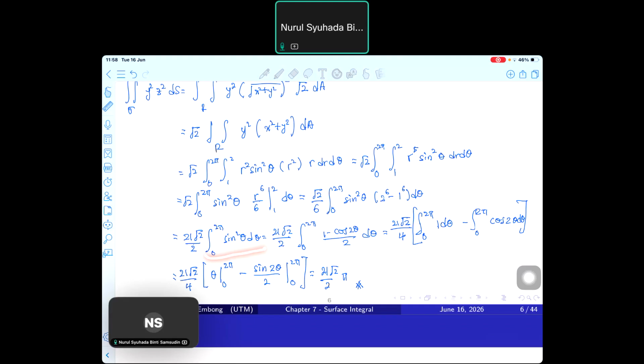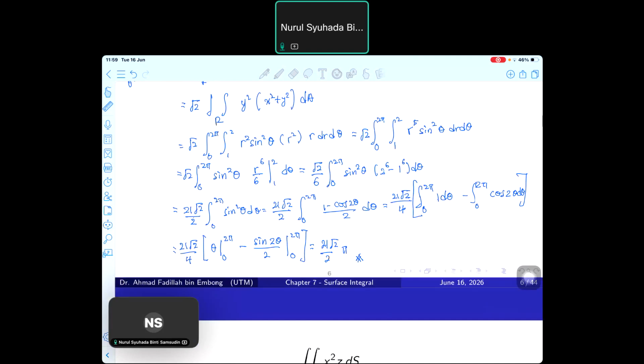To evaluate this one, I'm going to use the trigonometric properties. So sine squared theta is equal to 1 minus cos 2 theta over 2. So from here, we can take out the 2 outside, then evaluate this integral one by one. So I'm going to evaluate 1 and cos 2 theta. Evaluate 1, you will get theta. Evaluate cos 2 theta, we will get sine 2 theta over 2.